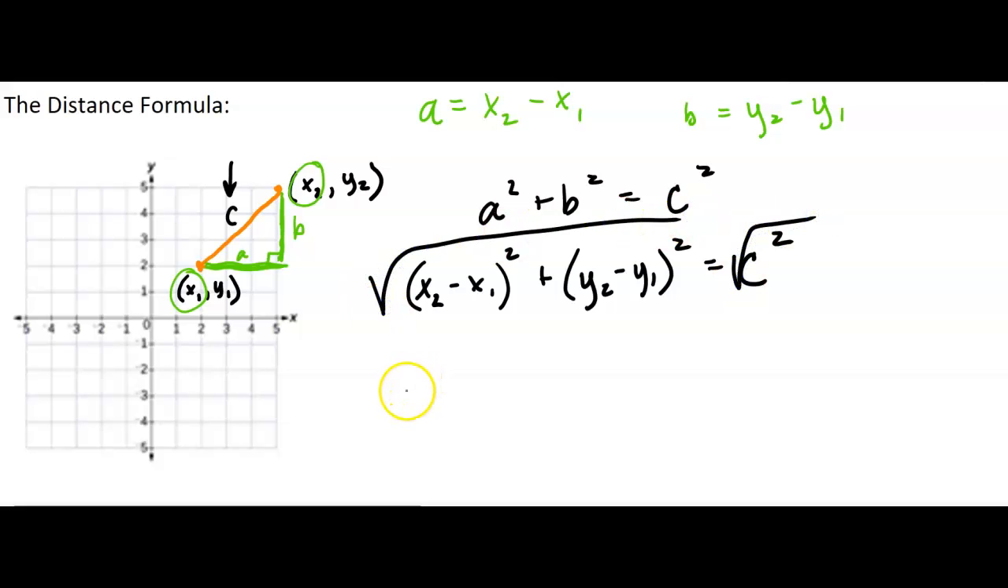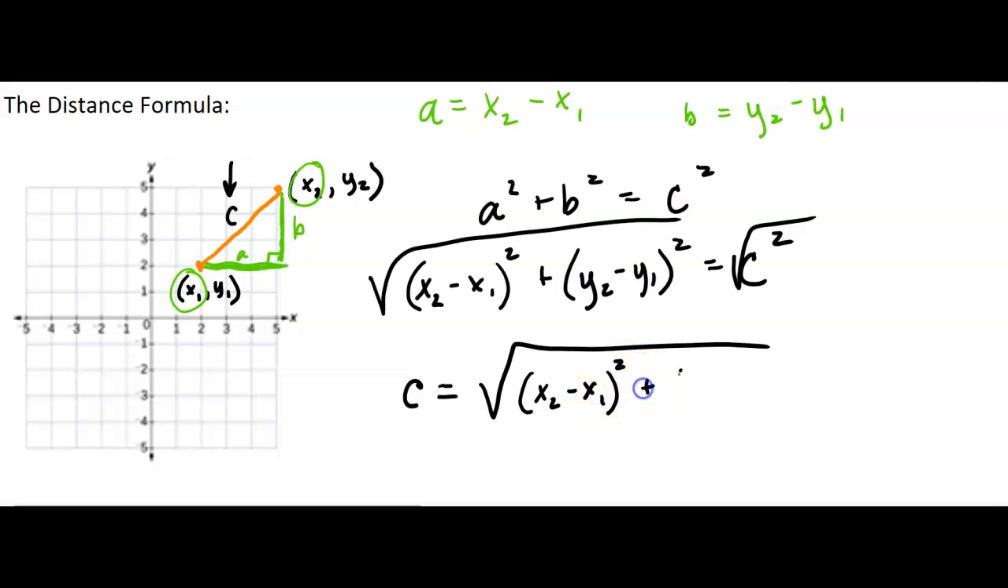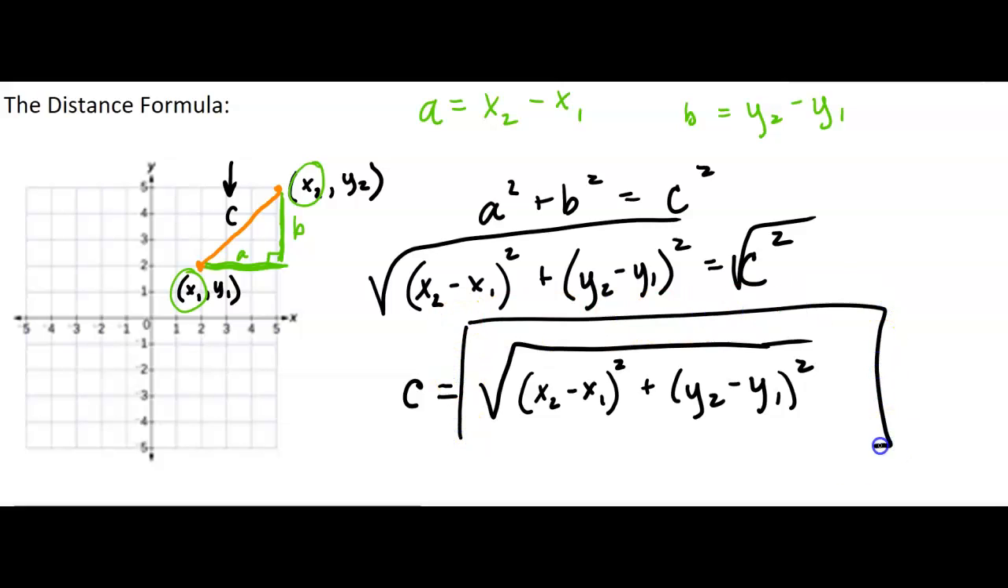And so the distance, c, is going to equal the square root of x sub 2 minus x sub 1 squared, plus y sub 2 minus y sub 1 squared. And then you take the square root of the whole thing. Now you might be wondering, well, I remember taking the square root of both sides and you had to put a plus or minus. Distance will always be positive, so that's why there's no plus or minus. This then is the distance formula right there.